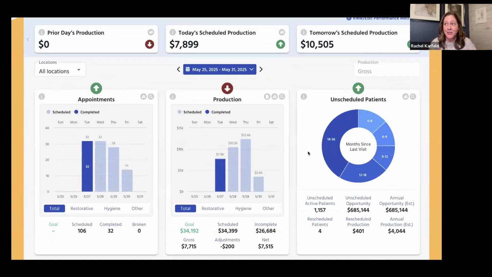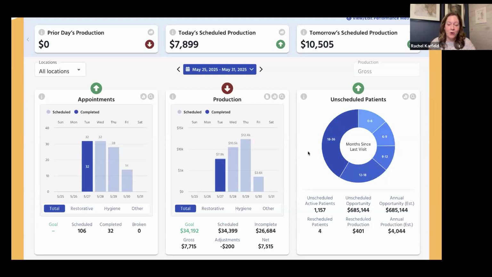And in here, and this is actually one of my clients, I have set very specific production goals for all providers. So hygiene has their own, the associate has his, and the lead doctor has his. Okay. Unscheduled patients. Guess what? This is an opportunity for this practice. This is telling me that we have 1,100 unscheduled patients with about $600,000 in opportunity, almost 700,000.